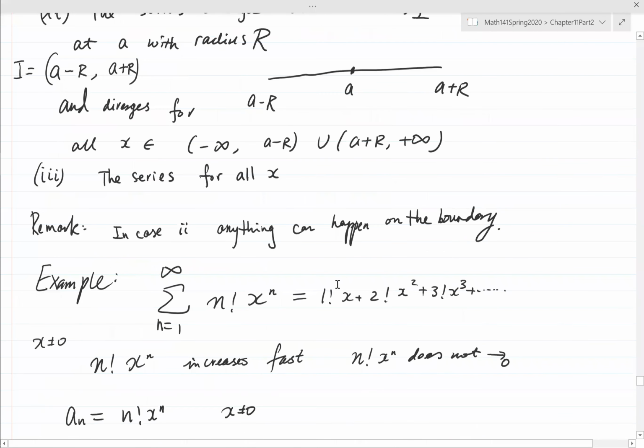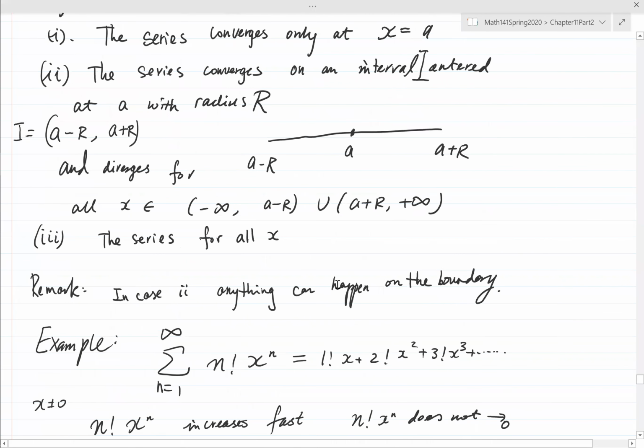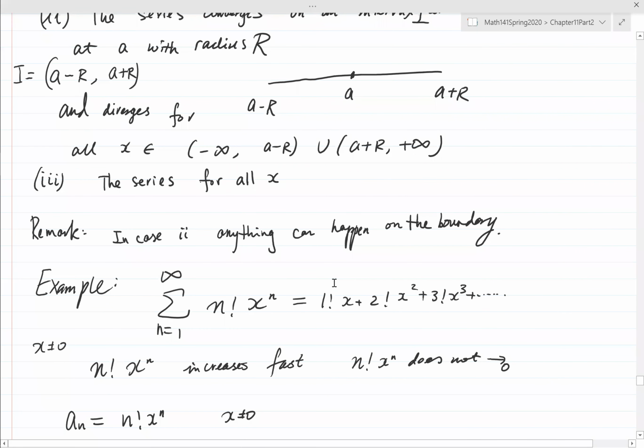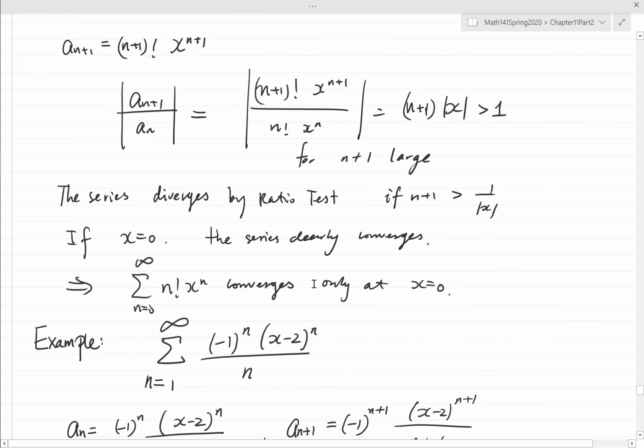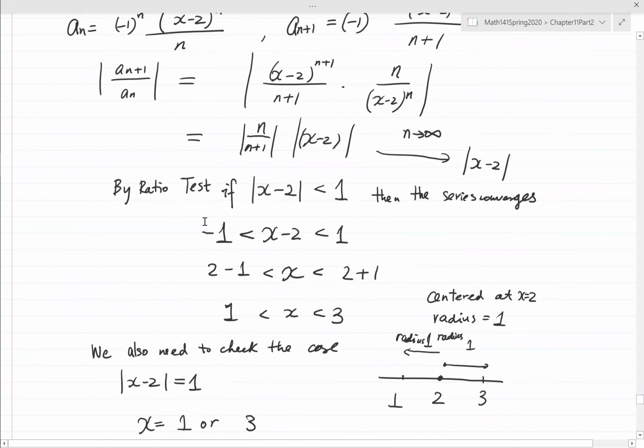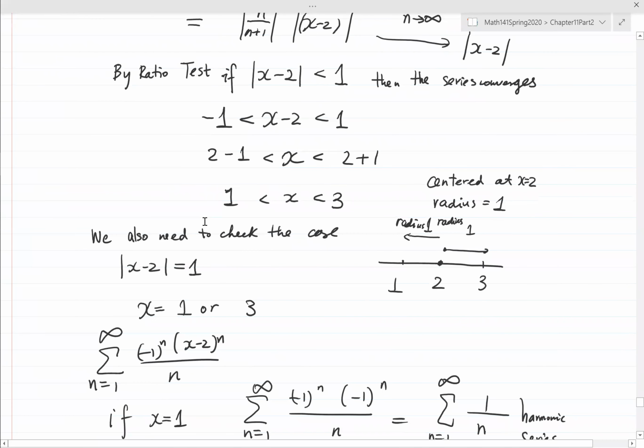Now the third case is when the radius r is actually infinity, i.e., it converges for every x. And what you need to be careful about is case two. In case two, anything can happen at the boundary. It can converge, it can diverge at any of these boundary points. And then we gave several examples of power series and how to determine its radius of convergence and the interval of convergence. Now, if the power series converges on a finite interval, then you need to check the convergence at the boundary.